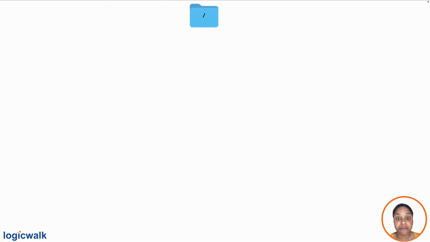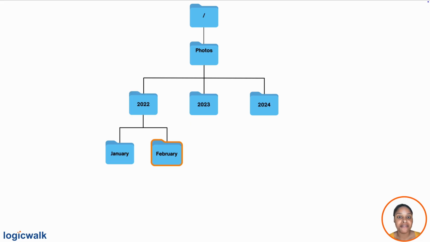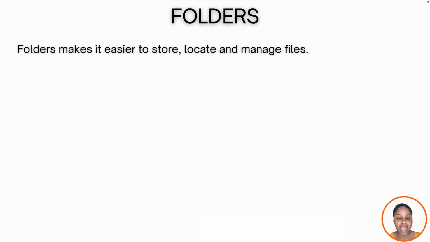Suppose we're looking for a photo of Mickey that we took on vacation in February of 2022. We don't remember exactly where it's stored, so we start in the root. On the screen, you can see the root folder at the top, followed by the Photos folder. Inside Photos are subfolders for different years. If we open the 2022 folder, we see folders for each month. Selecting February shows a few image files, including the picture of Mickey we took on vacation. Folder structures like this make it much easier to store, locate, and manage files, even as the number of files grows. This wraps up our lesson on file systems. In the next lesson, we'll take a look behind the scenes to see how the Logic Walk operating system actually represents a file system internally.